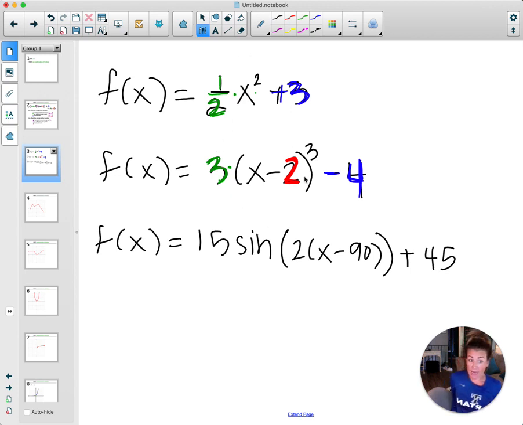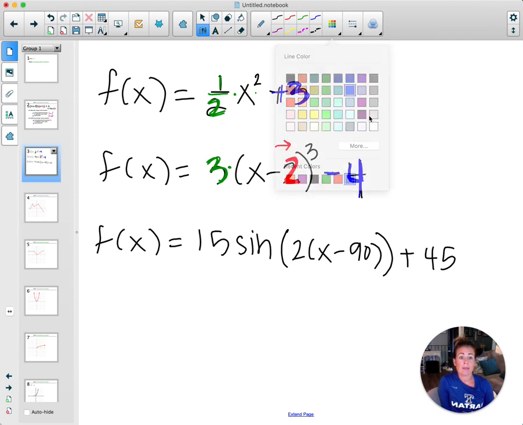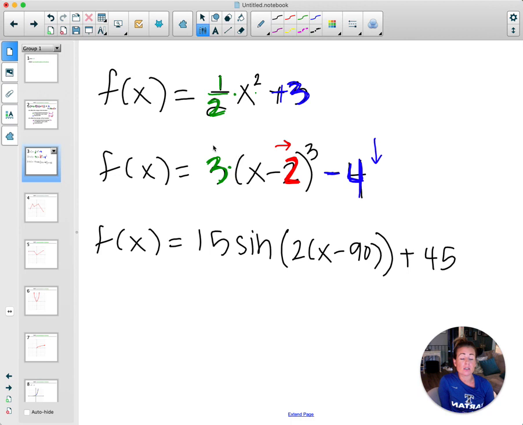So we have a horizontal shift to the right 2, because that's a positive 2. Vertical shift down 4, because outside impacts the up and down, so right 2, down 4. And then a vertical stretch by a factor of 3.